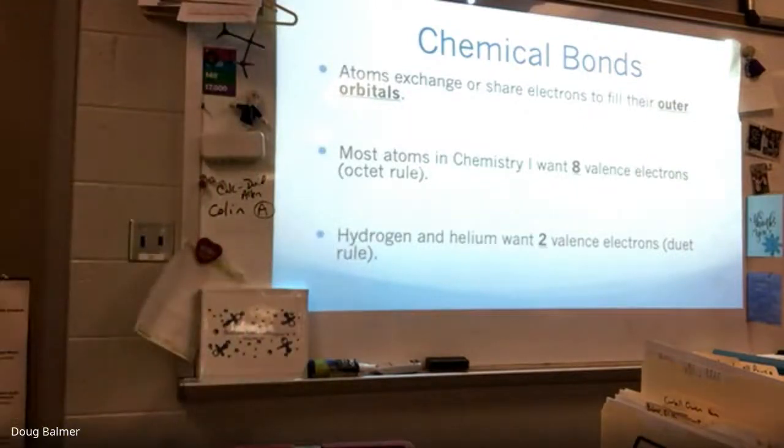Would you agree they're the smallest elements on the periodic table? And they only have a 1s orbital? And how many electrons can you put in one orbital? 2, that's it. So hydrogen and helium will only ever get 2 electrons. Good review? Nothing new there? Right? Okay.